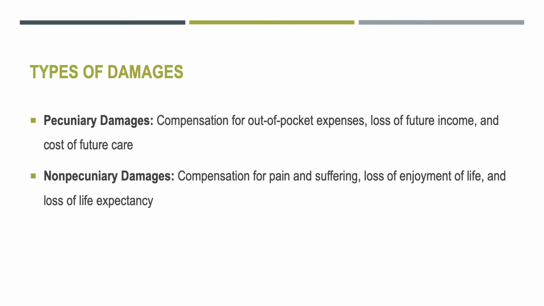Now we'll look at the different types of damages. So when a person is injured by the tort of another, their damages are categorized as either being pecuniary or non-pecuniary. So pecuniary means monetary, and pecuniary damages fall into three main categories. They are the cost of future care, the loss of future income, and special damages, otherwise known as the out-of-pocket expenses. So they're calculated through evidence of actual out-of-pocket expenses.